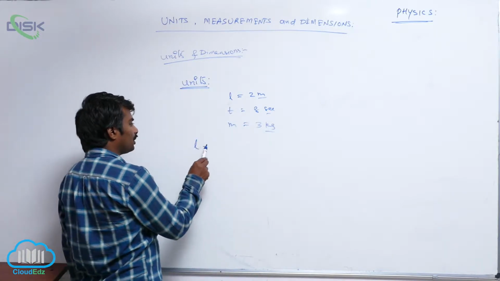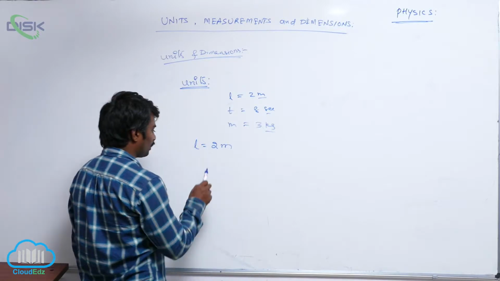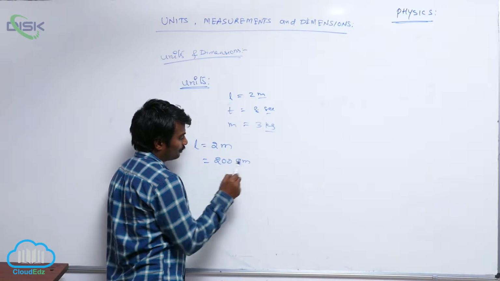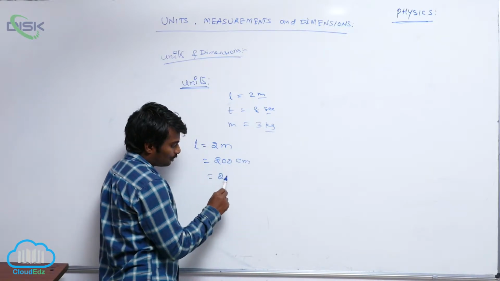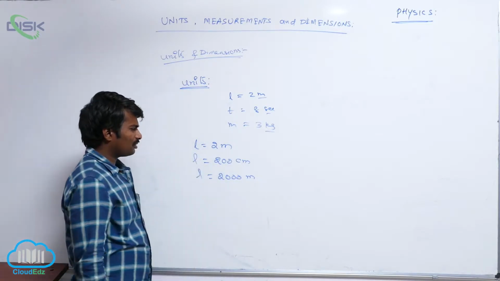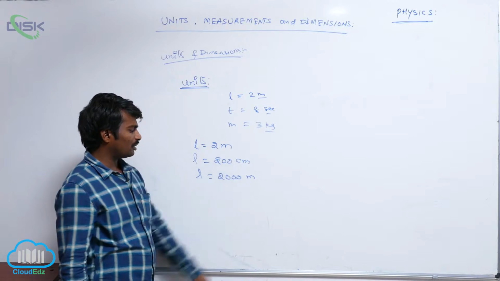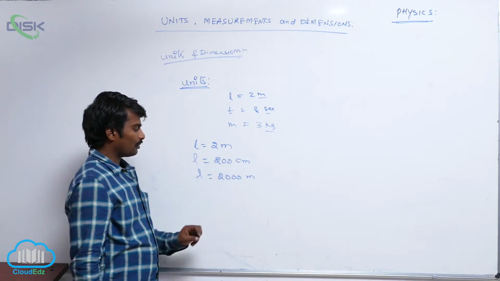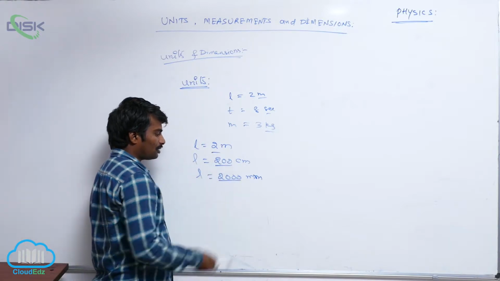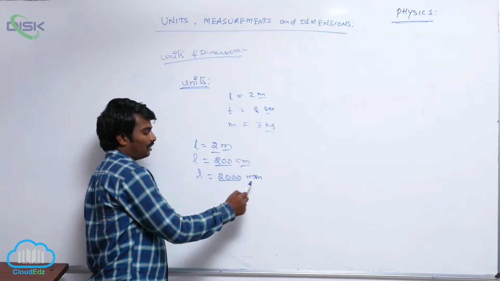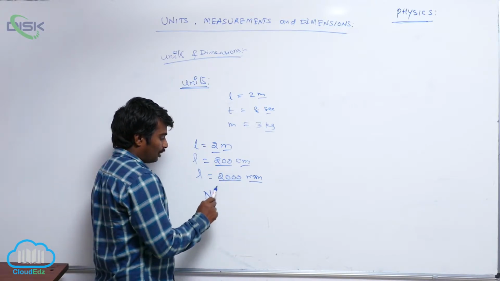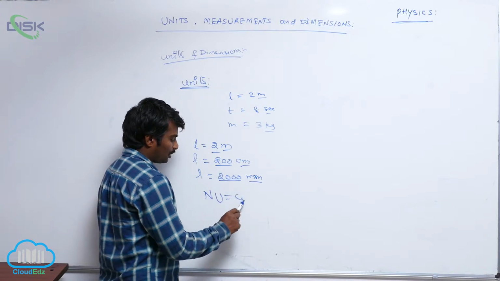Suppose if you take L is equal to 2 meter, you can convert into centimeters. What do you write? 200 centimeter, and in millimeter 2000 millimeter. So value of L does not change. 2 meters is same as 200 centimeter, is same as 2000 millimeters. Here numerical value is going on increasing and the size of this unit gradually decreases, but the product is same. That means NU is constant.